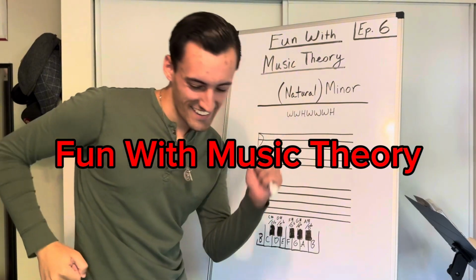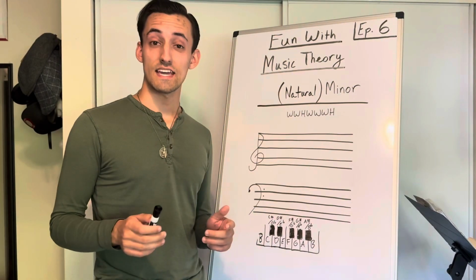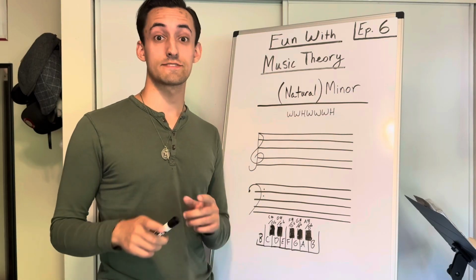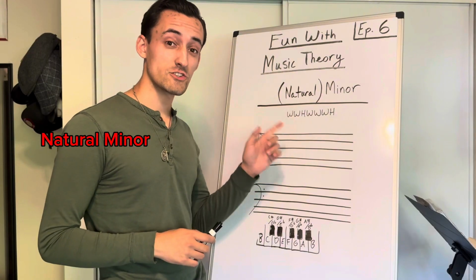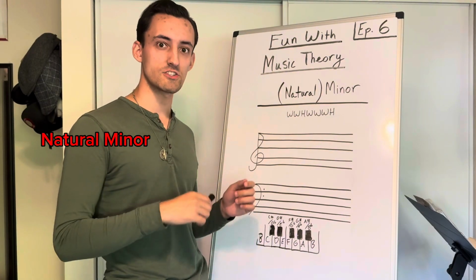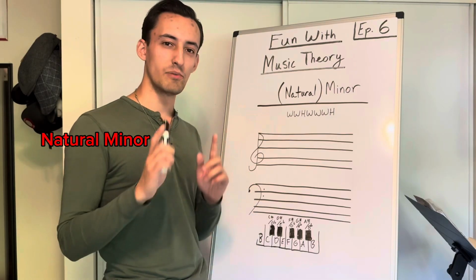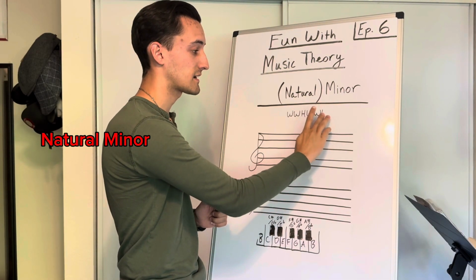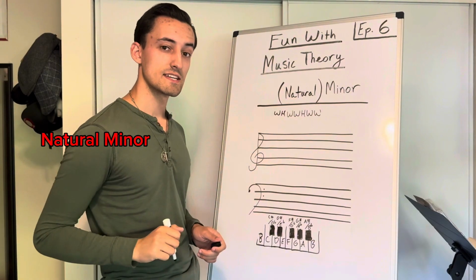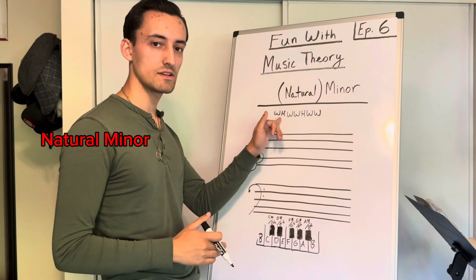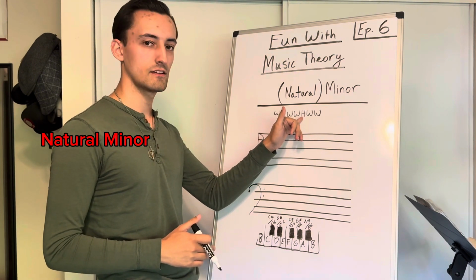Today we're going to be talking about the natural minor, which is one of 3 different types of minor scales. Now, the natural minor scale has 5 whole steps and 2 half steps, just like the major scale from our last episode. But instead of the last whole and half step being at the back, we're going to be placing them at the front like this. So the natural minor whole and half step order is whole, half, whole, half, whole.